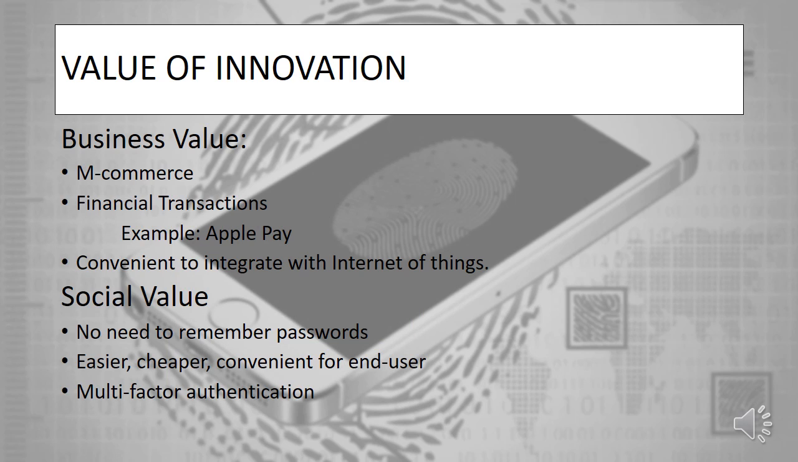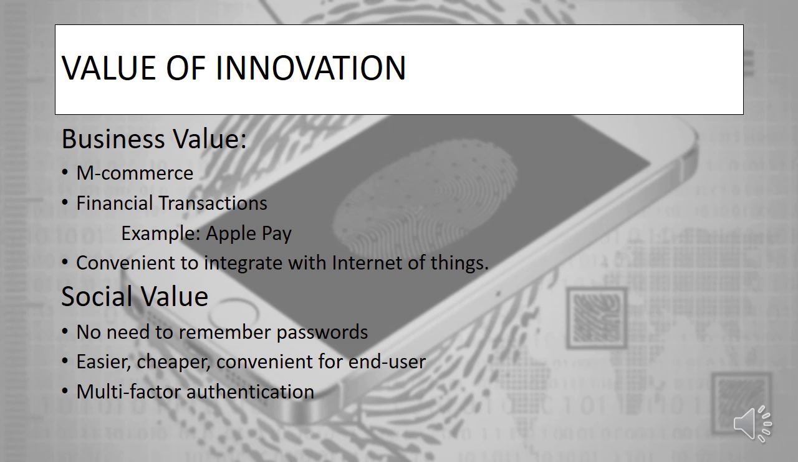Let's see the value of this innovation. The business value: M-commerce. M-commerce is the ability to buy products and services using a mobile device anywhere in the network. Fingerprint can be used as a key to a secure file containing credit card information, with applications assuring that the card information itself never appears in the clear.